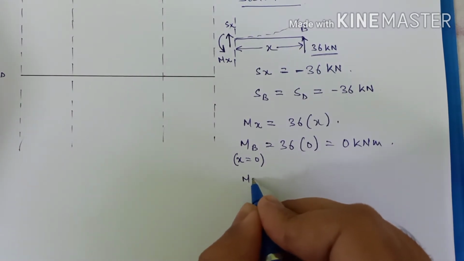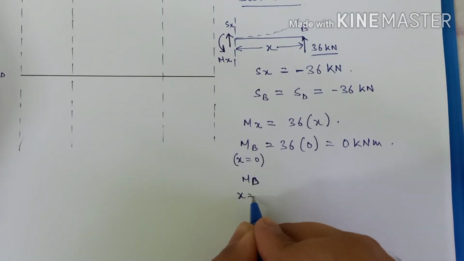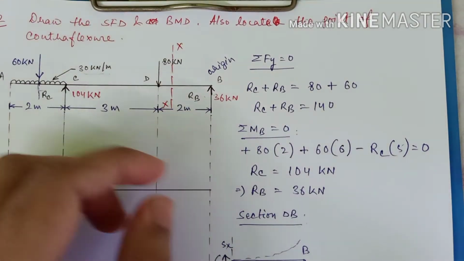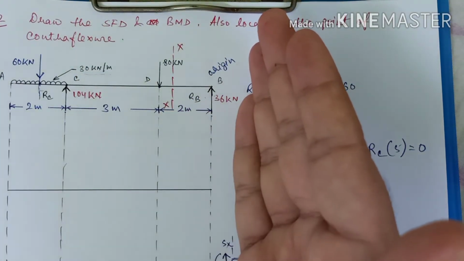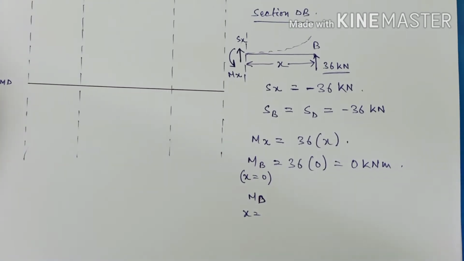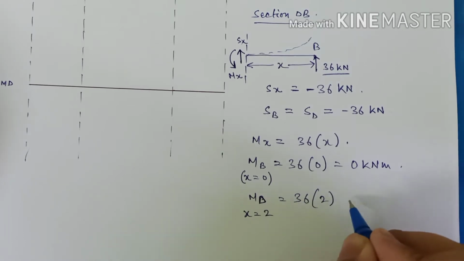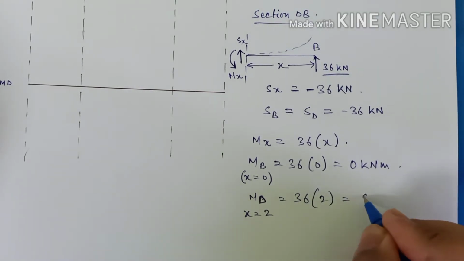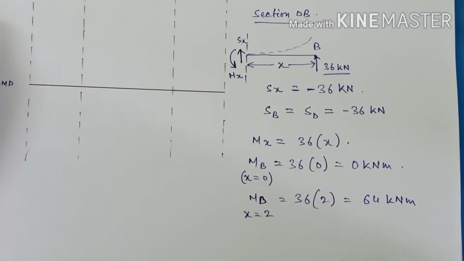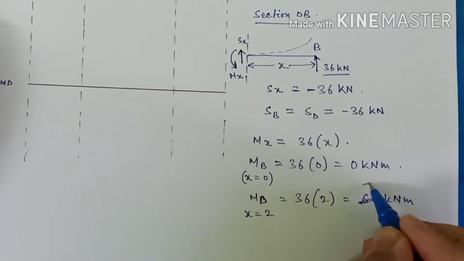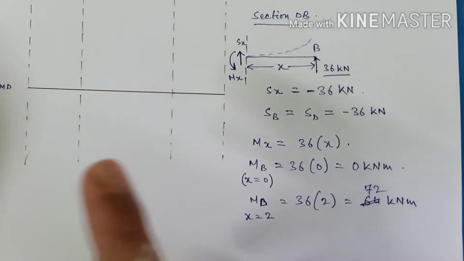Similarly, what will be the value of moment at D? Sorry, this is D. This will be X equals to 2, see guys, X equals to 2 from the origin, right? So let us put X equals to 2, that is 36 multiplied with 2. This will give you 64 kilonewton meter. Okay, sorry, this is not 64, that is 72 kilonewton meter. So let us put the values in the SFD and BMD.